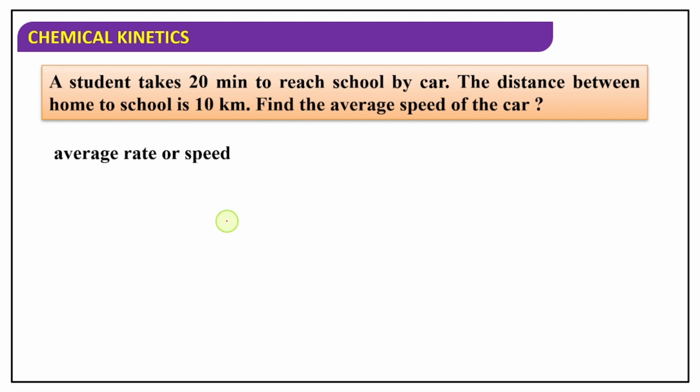Consider a small problem. A student takes 20 minutes to reach school by car. The distance from home to school is 10 kilometers. Find the average speed of the car. They're asking you to find out at which speed the car is going, the average speed of the car. So how will you calculate? The average speed of the car is given by the formula distance by time.